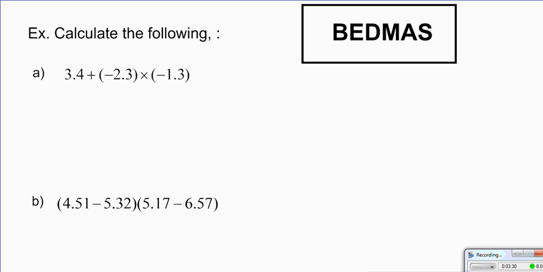Okay, the next 2 examples ask you to take into account order of operations while you're solving. So thinking about following the order according to BEDMAS, not following left to right. So in the first example, we have addition and multiplication. The multiplication is going to happen first. So everything I don't use, I write down below. Negative times a negative gives me a positive 2.99. When we add these together, we get 6.39.